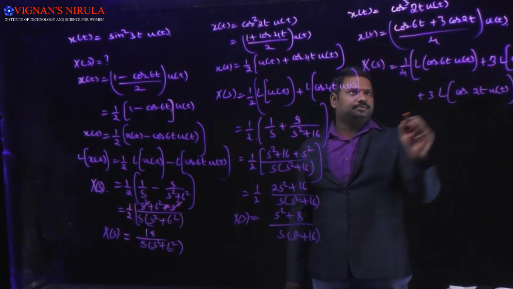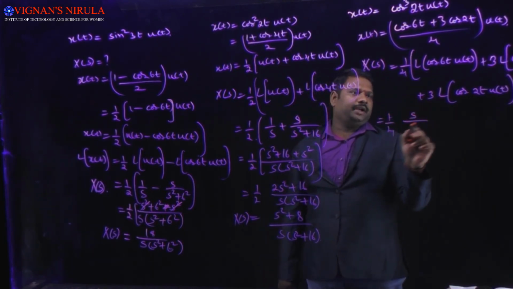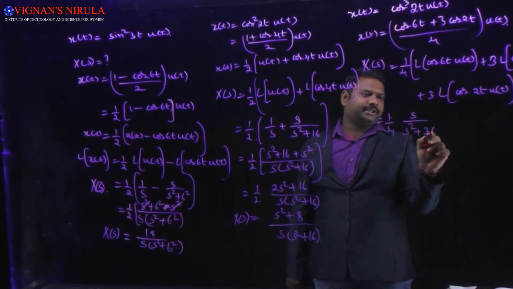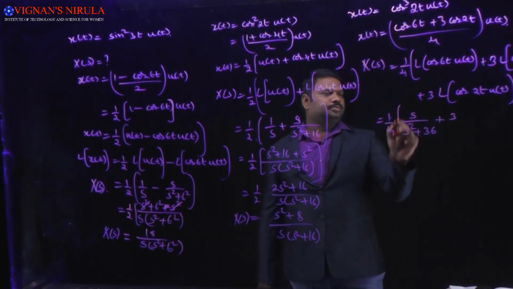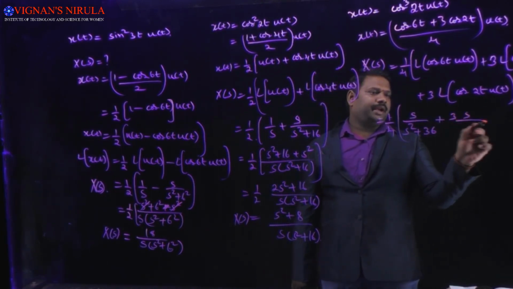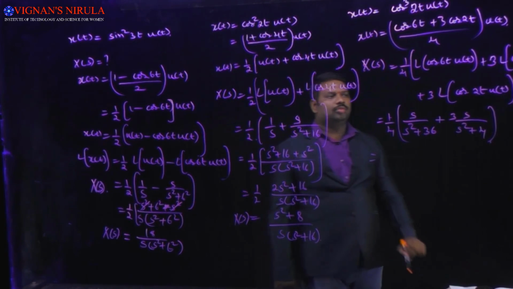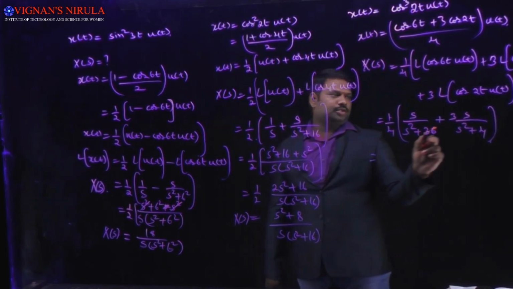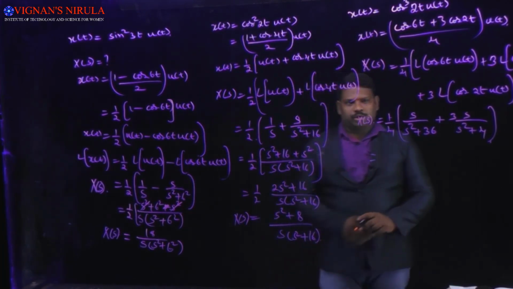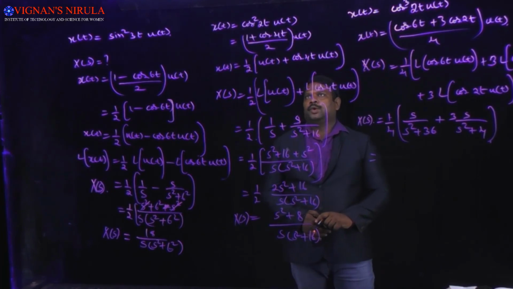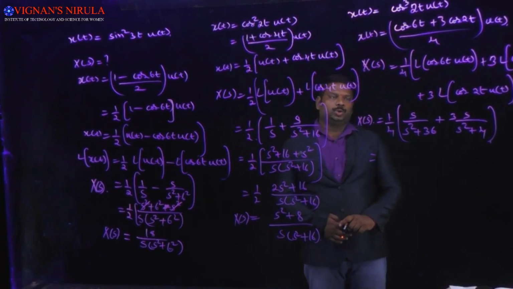For the first one, it is 1 by 4 into, for this one, s by s square plus 6 square, that is 36, plus 3 into s by s square plus 2 square, means 4. That's it. Those are the Laplace transforms. That is the expression for our Laplace transform x of s. Okay? Is it clear? For sin square 3t, cos square 2t and cos cube 2t, like that.